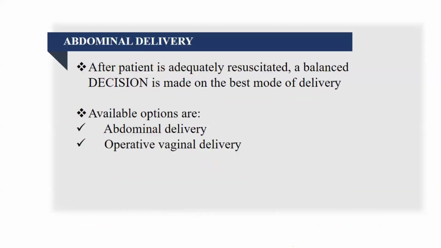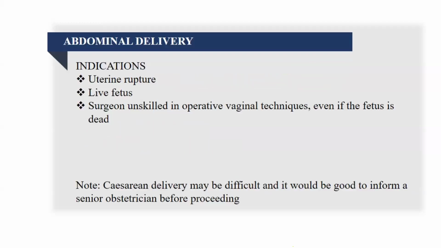So after the patient has been adequately resuscitated, a balanced decision is made on the best mode of delivery. The options available are two. We have the operative vaginal delivery and then abdominal delivery, cesarean section. So for abdominal delivery, the indications are uterine rupture, a live fetus, or even if the fetus were dead, the surgeon or attending physician is unskilled in operative vaginal techniques. In which case, we have to do a cesarean section. And note that the cesarean delivery may be very difficult, and it would be good to inform a senior obstetrician to be on standby before proceeding.